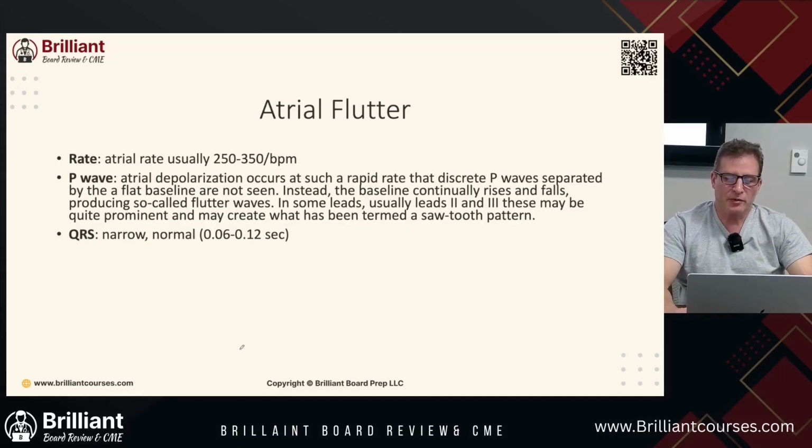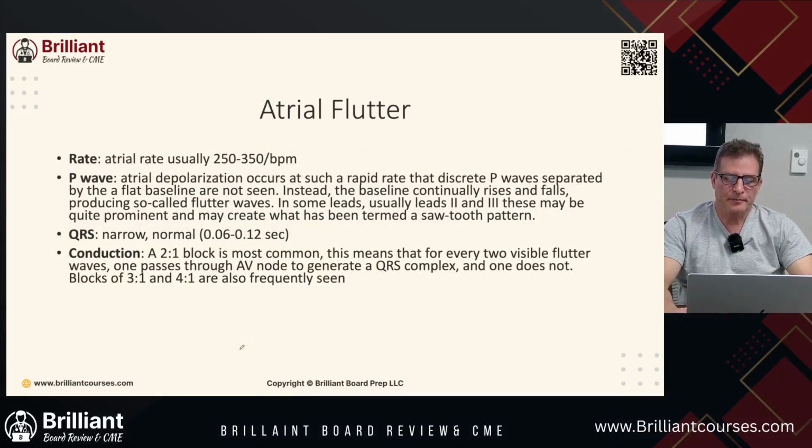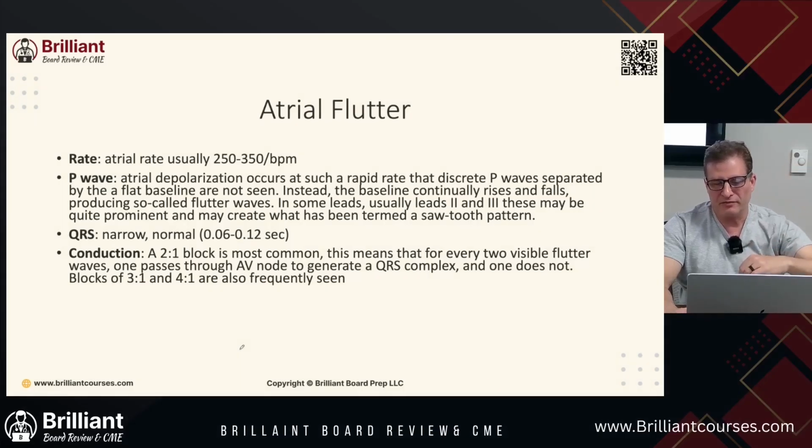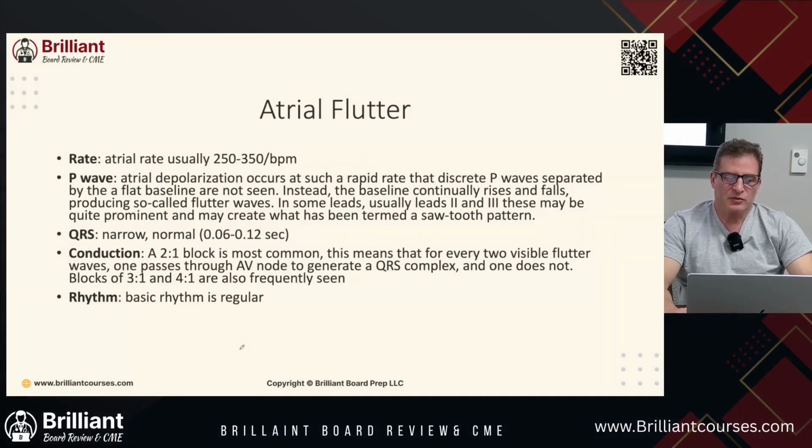The QRS is going to be narrow, normal. Conduction can be 2 to 1. It's the most common block. It means for every 2 visible flutter waves, 1 passes through the AV node to generate a QRS complex, and 1 does not. Blocks of 3 to 1 and 4 to 1 are also seen. The basic rhythm is regular, versus atrial fibrillation, which is irregularly irregular.